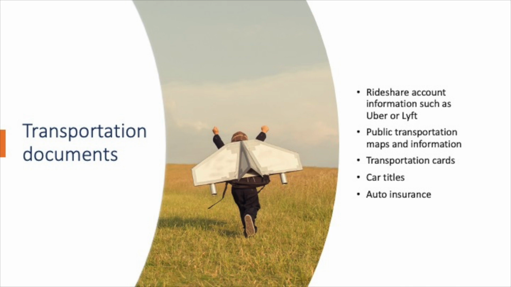Now that you've finished high school, you may want to organize information about how you will get from place to place. Transportation might mean that you own your own car, use rideshare apps such as Uber or Lyft, utilize public transportation like buses or subways, or ride a bike. Documents to organize in this category might include car titles, auto insurance, or transportation cards.